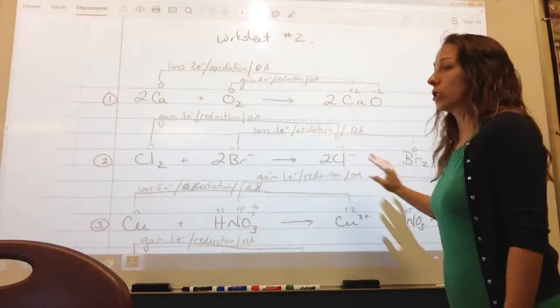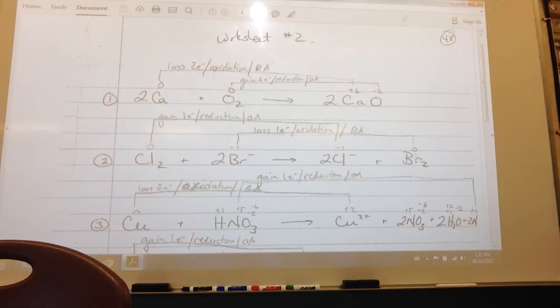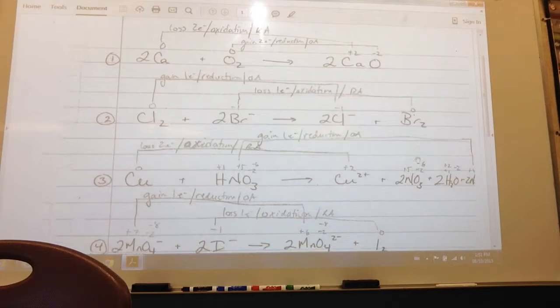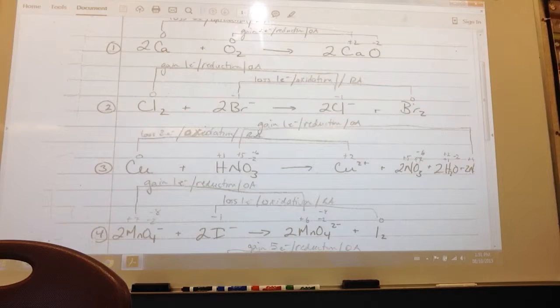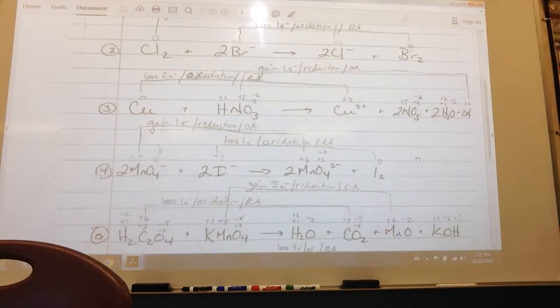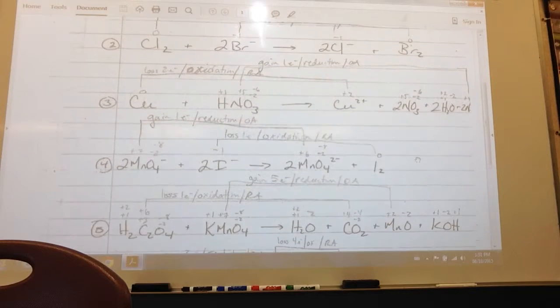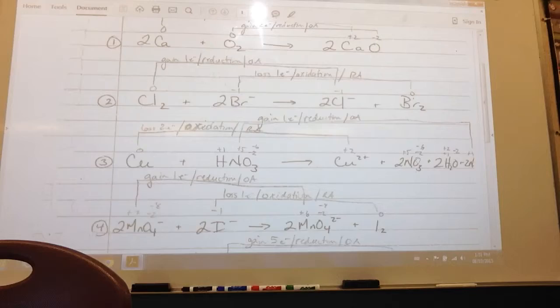Here are the answers to worksheet 2 for those at home, just so you can make sure that step 1, which is the oxidation numbers, and step 2, which is the bridges, are correct. Okay? And then where we're working to is, remember, a balanced net reaction.